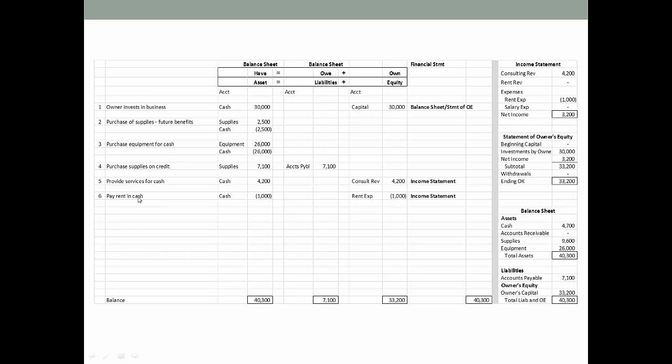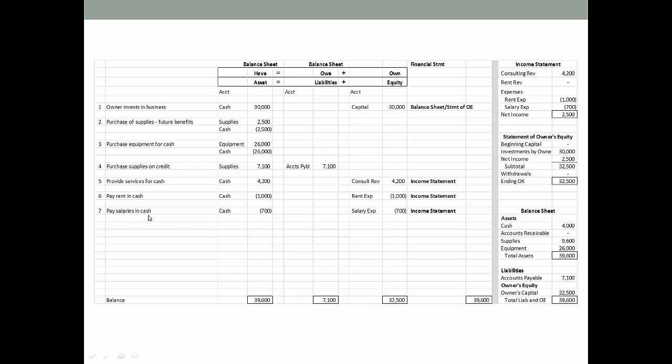We're going to pay rent in cash. This represents 1 month, so there's no future benefit associated with this. So this will be considered an expense as opposed to an asset. Cash is going down by $1,000. We have rent expense now in the amount of $1,000. And again, the only two types of accounts associated with the income statement are revenue and expenses. And because it's under owner's equity, many different types of financial statements are involved. So we're going to enumerate the financial statement associated with the transaction.